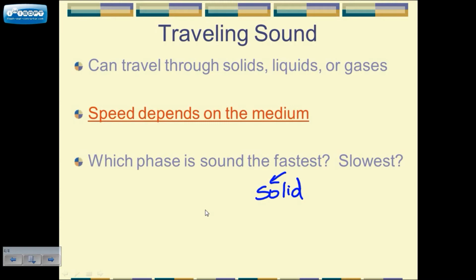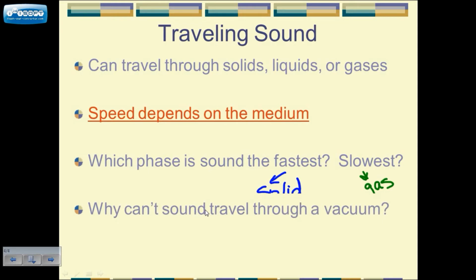And so what does that make it slowest in? Well, it'll be slowest in a gas. But the slowest speed you can have is 0, which would be a vacuum. Sound cannot travel through a vacuum because if you think back to that tuning fork that you saw vibrating, if there's nothing around that tuning fork, then nothing can compress. So there can't be sound in a vacuum because there's nothing to compress to create the sound waves that we hear.